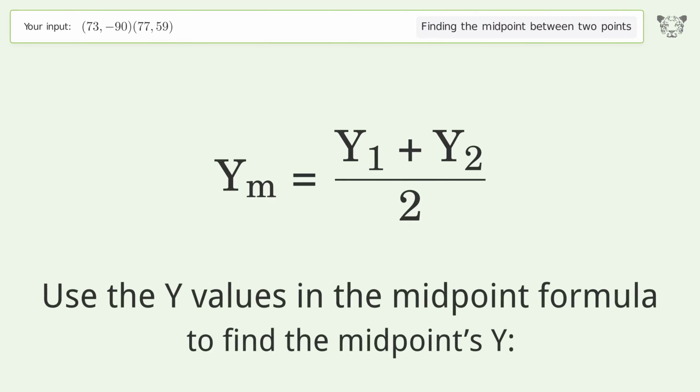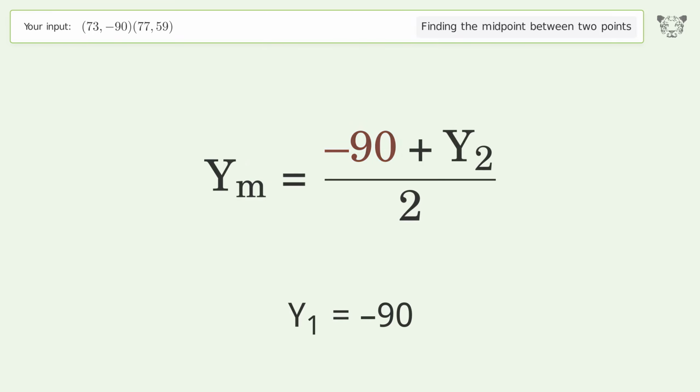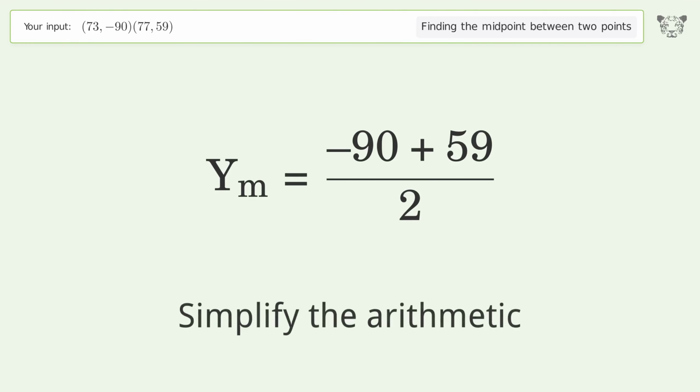Use the y values in the midpoint formula to find the midpoint's y. y1 equals negative 90. y2 equals 59. Simplify the arithmetic.